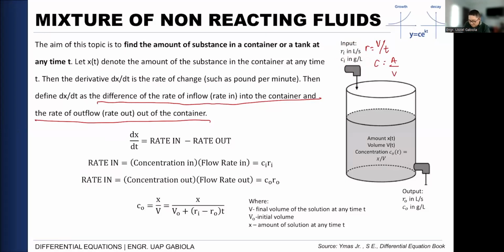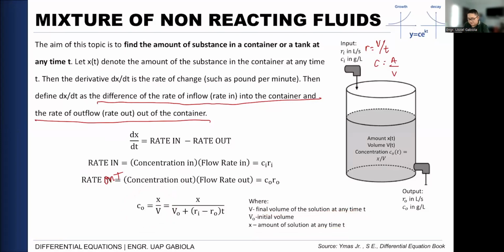And then ito, rate out. So, concentration out times flow rate out. Pero, most of the time, hindi given si concentration out. Kasi hindi nga natin alam kung ano nangyari sa mixture. Pero may formula siya, no? Ang formula ni concentration out is x over V, wherein yung x natin is amount of the solution at any time t, divided by yung final volume of the solution at any time.